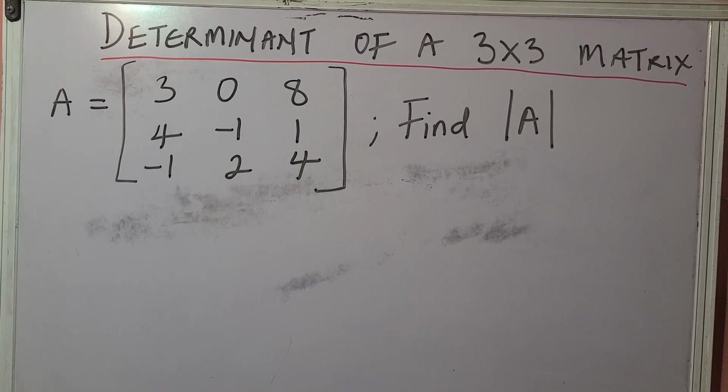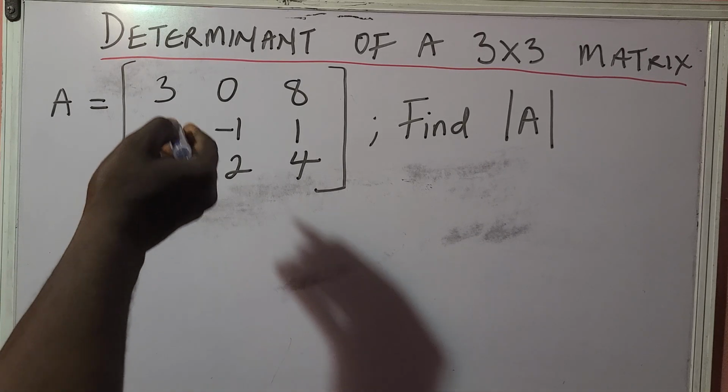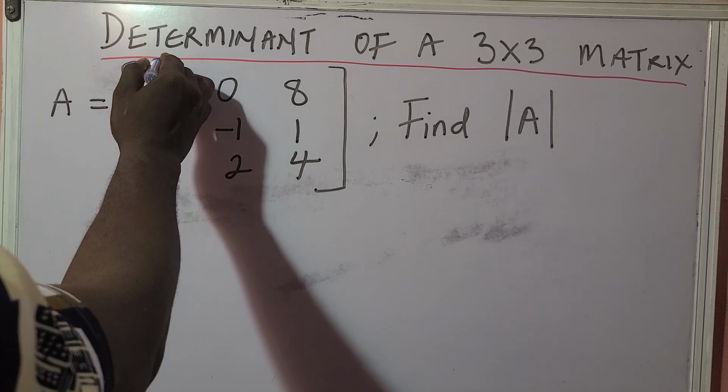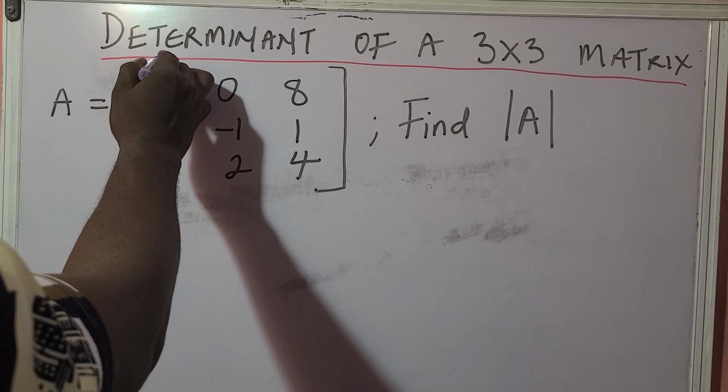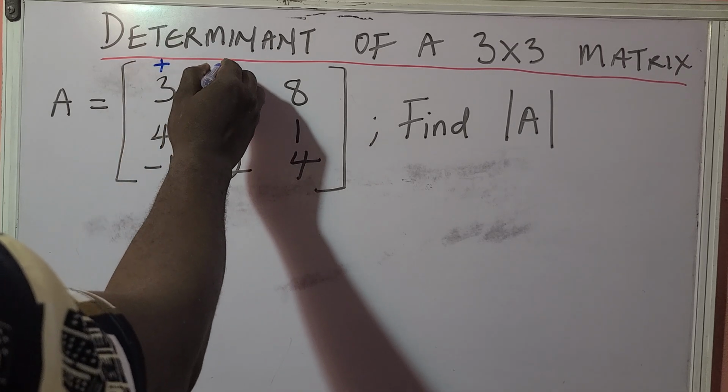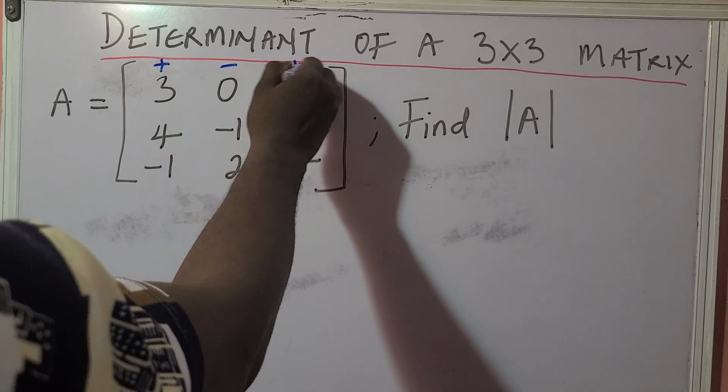All right. So how do we find the determinant of a 3 by 3 matrix? The determinant of a 3 by 3 matrix is quite different from that of a 2 by 2 matrix. Now, this is the procedure you have to carry out in order to arrive at your final answer. The very first step while trying to solve the determinant of a 3 by 3 matrix is to include the plus and minus sign simultaneously on the top of the matrix.